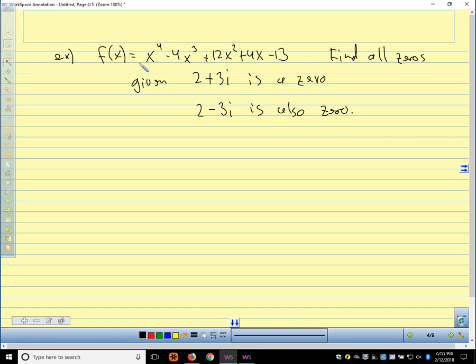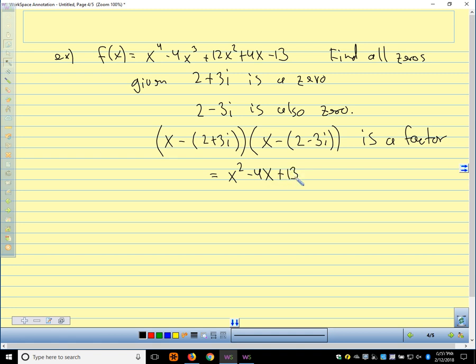The other thing that you could do is do your plus and minus, your p's and your q's. But I want to show you a slightly different way. I'm going to say that x minus 2 plus 3i times x minus 2 minus 3i is a factor. So I can multiply the two factors together and get a factor. When I multiply those together, I get that this equals x squared minus 4x plus 13.